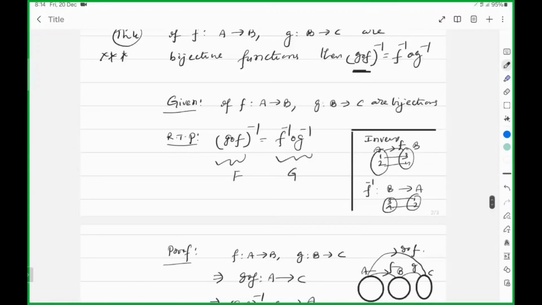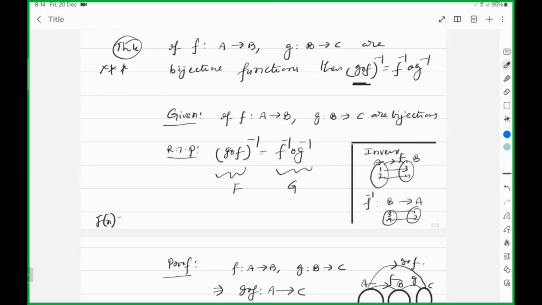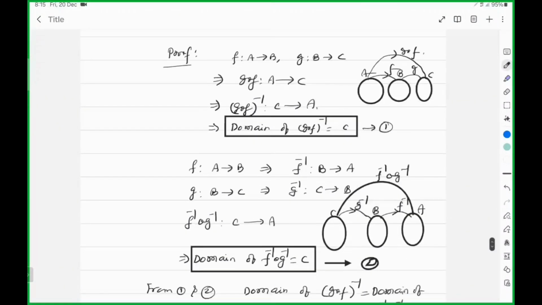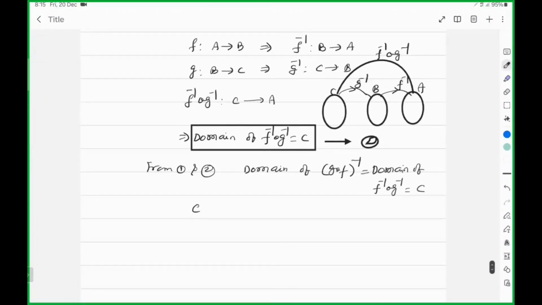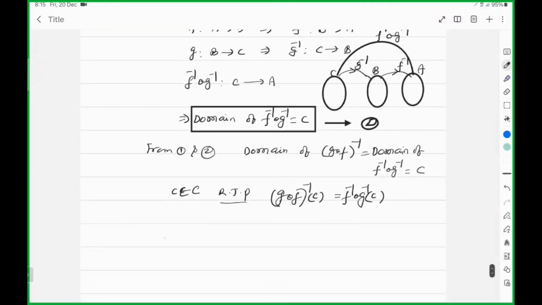Then the second part, to prove functions are equal, f of x must be g of x. What is the domain here? C is the domain. Let us take some element c belongs to C. What I have to prove is (G circle F) whole inverse of c is F inverse circle G inverse of c. So how do we prove this?